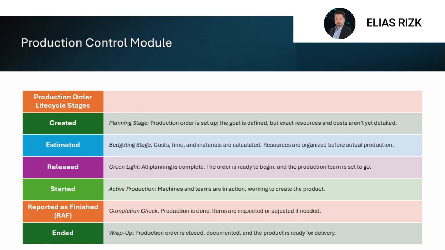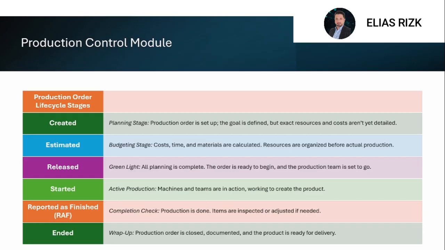In the estimated stage, we dive a bit deeper. We calculate the cost, time, and material needed to make this product. Think of it as budgeting and organization before you actually begin the production process, so you know exactly what is required to get the job done. After this stage comes released. Now the production order is officially ready to move forward. The planning is done, everything is set. We are saying, let's get started. So it's basically a green light for the production team to start production.